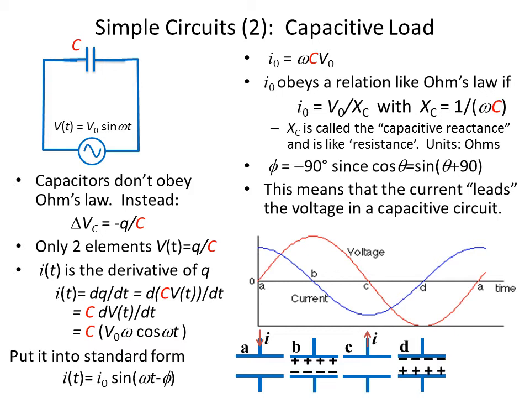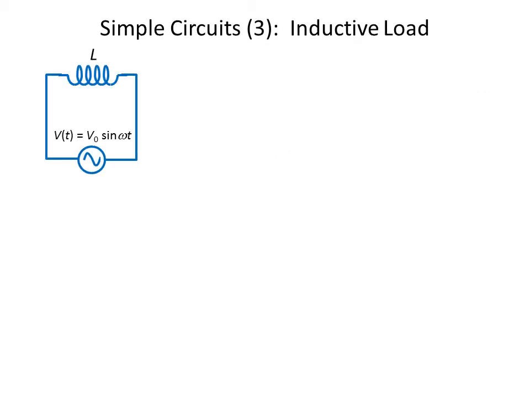Finally, at D, the capacitor is fully charged, there's no current flowing onto it, but the charge is now opposite of what had happened in point B. Our third simple circuit looks at an inductive load. That is, we have the same driving voltage, but now it's driving an inductor with an inductance of L.